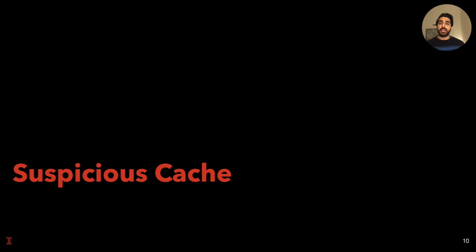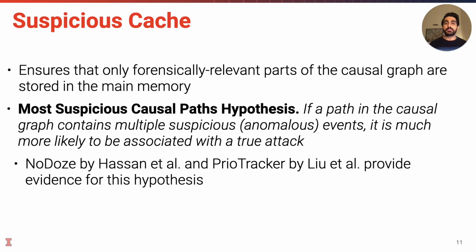Once Swift has constructed the causal graph of streaming system events, Swift moves those graph segments from the tracking cache to the suspicious cache. The goal of the suspicious cache is to retain forensically relevant causal graph segments in the main memory. To achieve this goal, Swift formulated a hypothesis that states that true attacks are likely to fall on the most suspicious causal paths, and caching such suspicious paths will increase the likelihood that all forensically relevant information will exist in the main memory at the time of the investigation. This hypothesis is already validated by previous projects such as Nodoze and Prior Tracker.